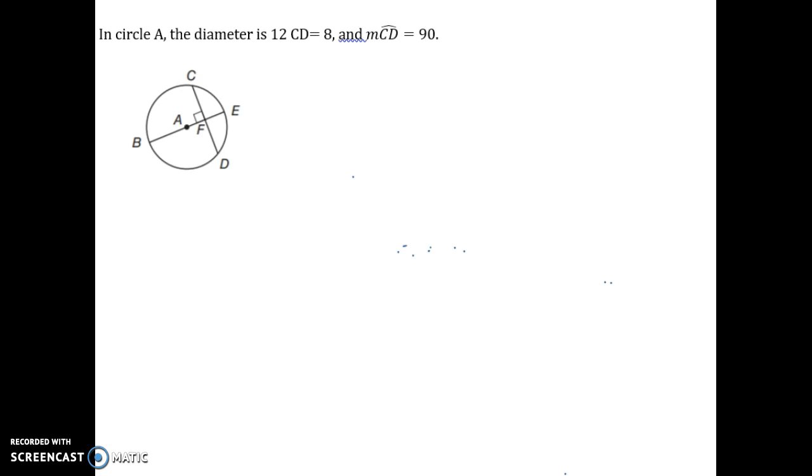So this one says, in circle A, the diameter is 12, CD is 8, and the measure of arc CD is 90 degrees. So first off, we always name circles by the center. So in this case, this is circle A. So the diameter is 12.